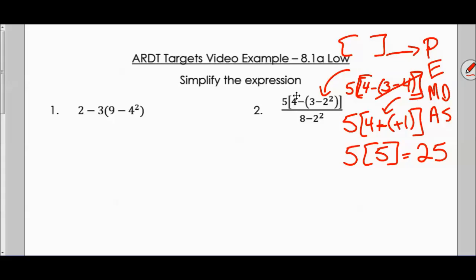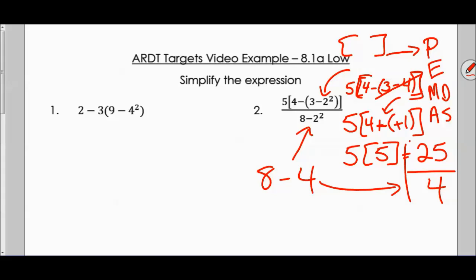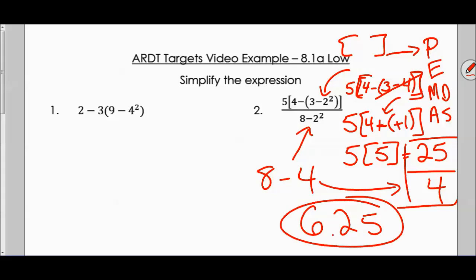Now we need the bottom number. We're going to do 8 minus, we're not going to do the subtraction first, we have to do that exponent first. So 2 squared is 4. And we'll do that subtraction to get the number on the bottom, which is just 4. Our last step is actually dividing this. You could just leave that as a fraction, really, because that's an improper fraction. It can't be simplified, or we can divide and get a decimal. That would be 6.25.